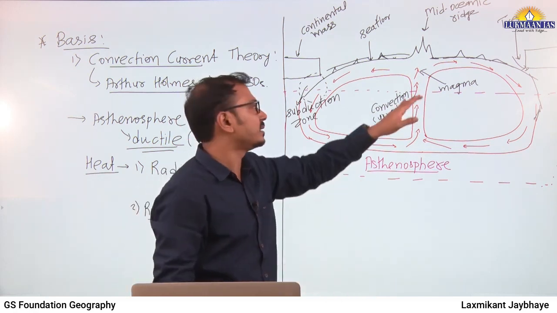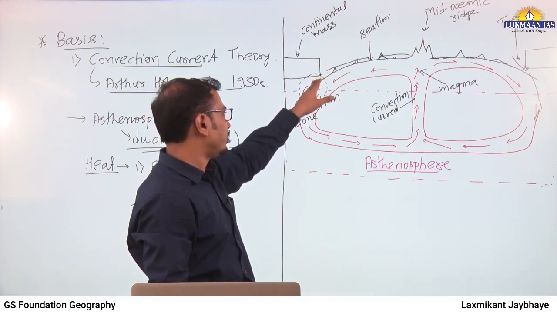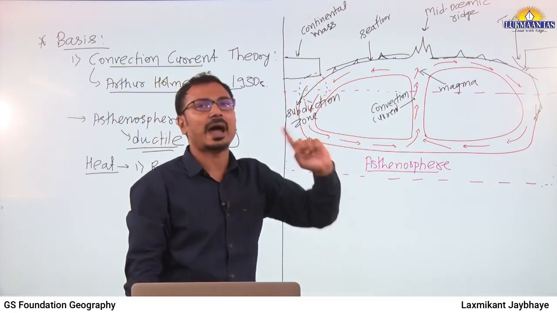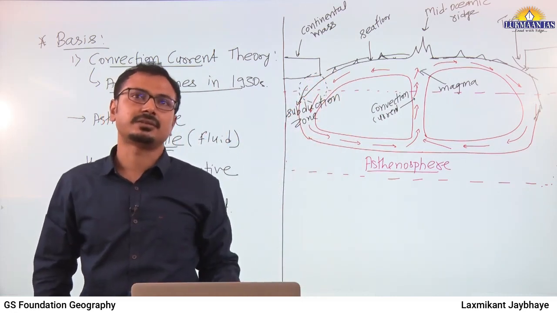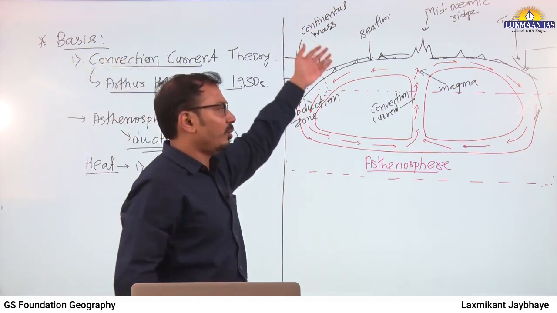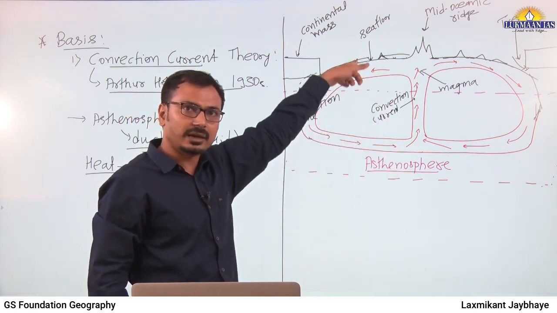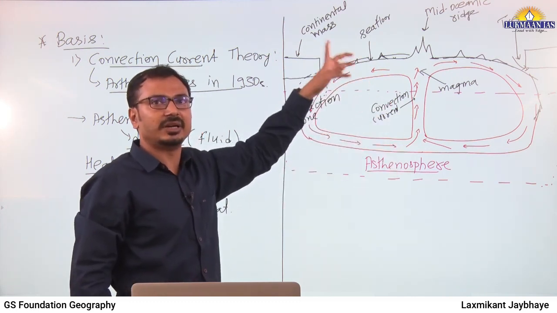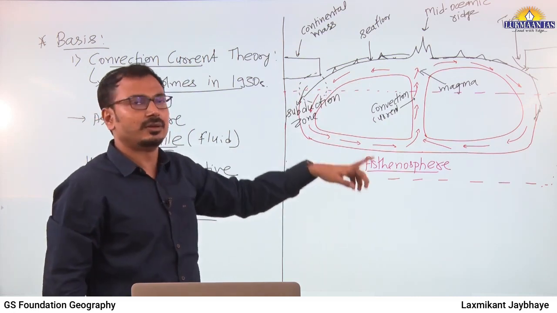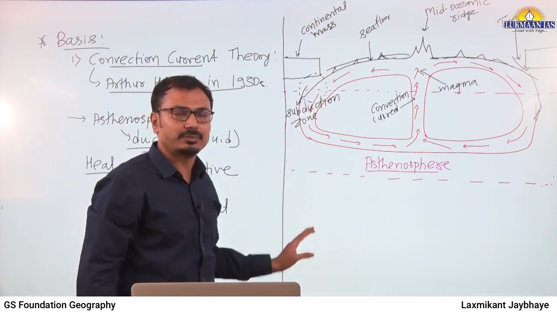So older crust is getting near to this trench area and getting subducted because of the high density of oceanic crust. Again I am telling you, if the continental crust would have been denser, then the continental crust would be subducting under the oceanic crust. But this is not the case. The oceanic crust is denser, and that's why it is getting subducted.